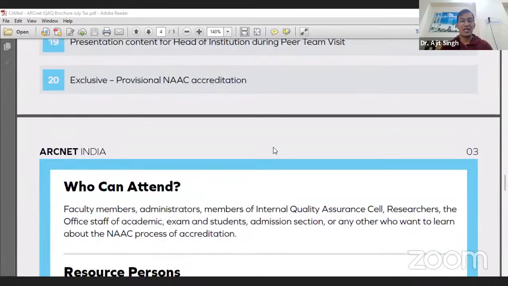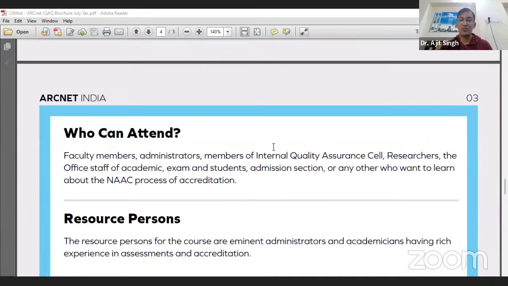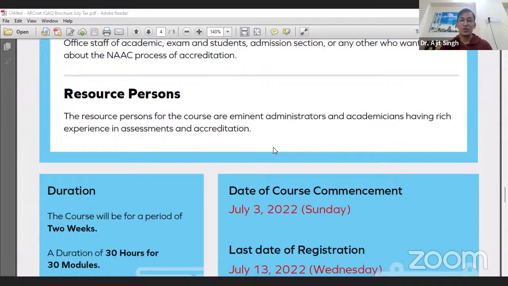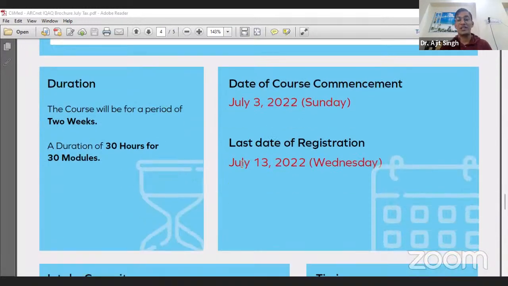So this course anyone can attend: faculty members, administrators, members of the IQAC cell, researchers, office staff, academic and exam staff, students, and admission section people, and anyone else who wants to learn about the NAAC process of accreditation. The resource persons are eminent administrators, auditors and academicians who have rich experience in the assessment and accreditation process.